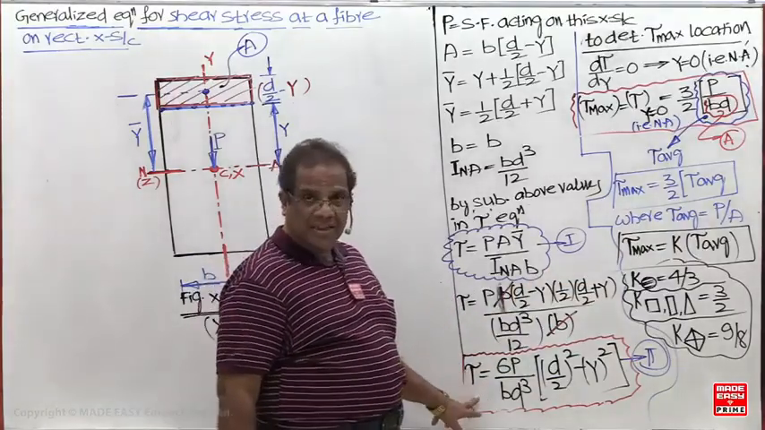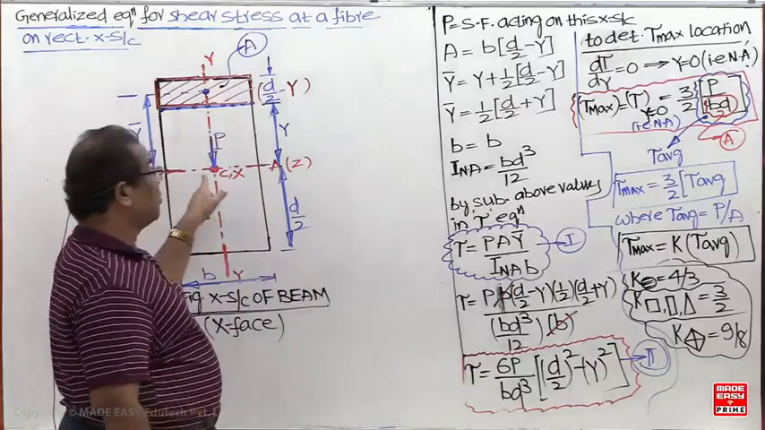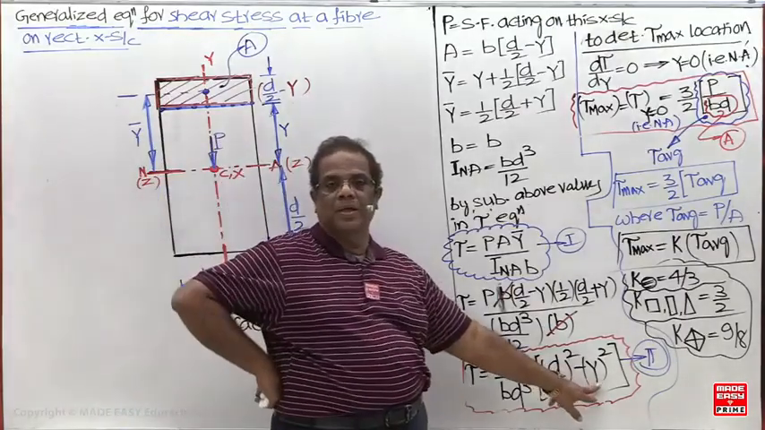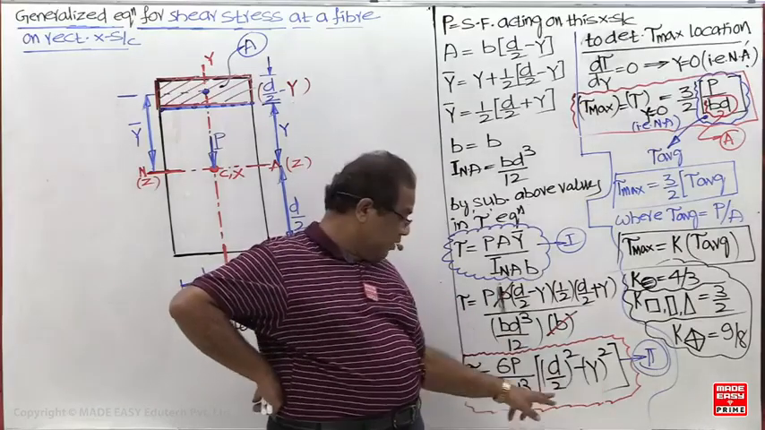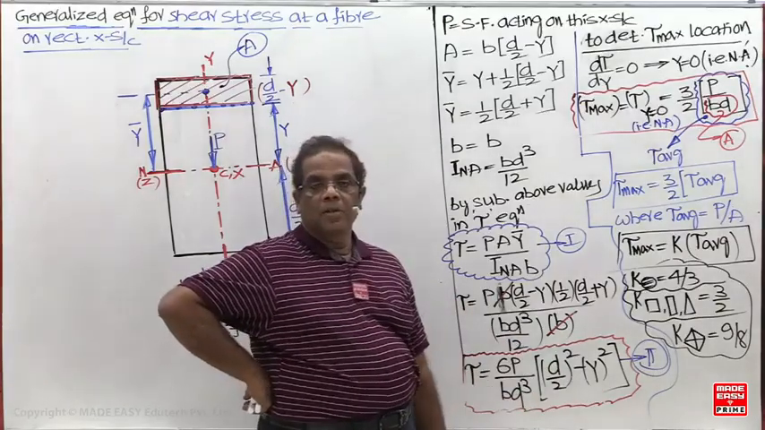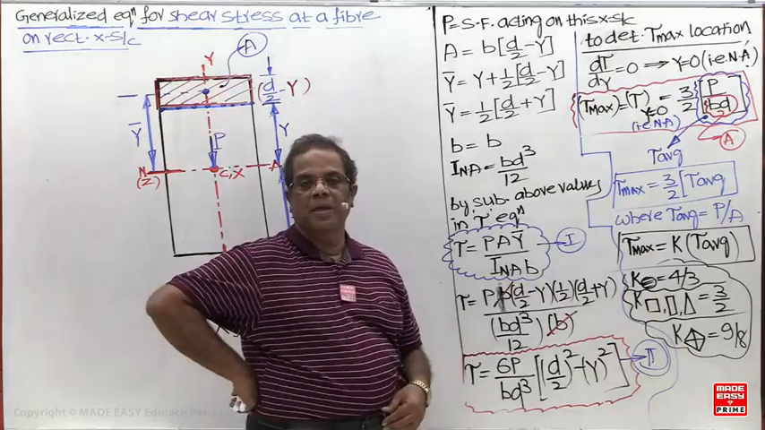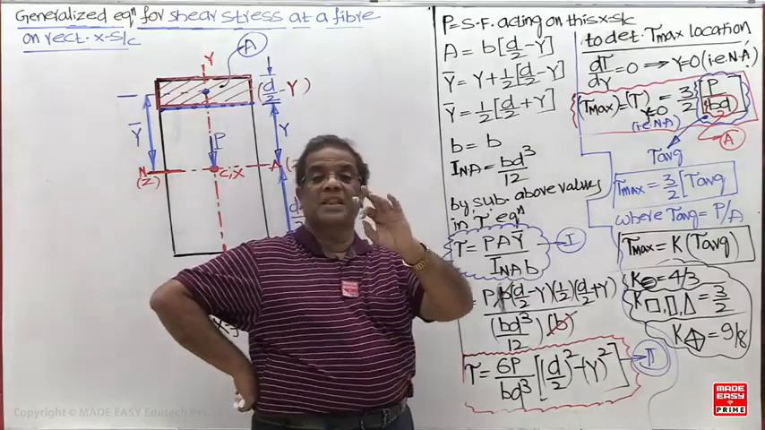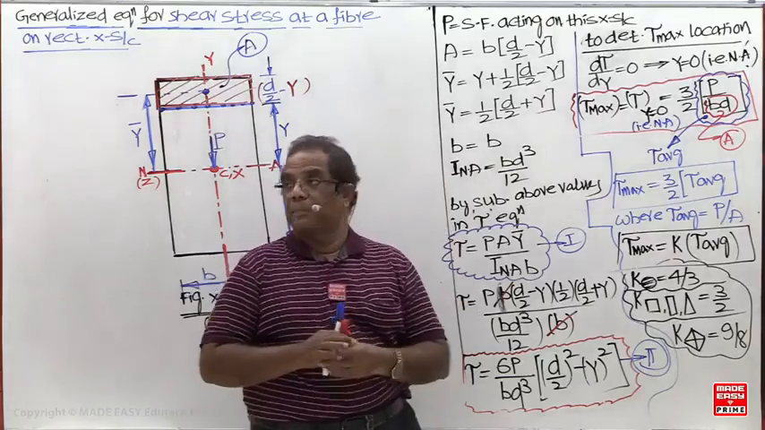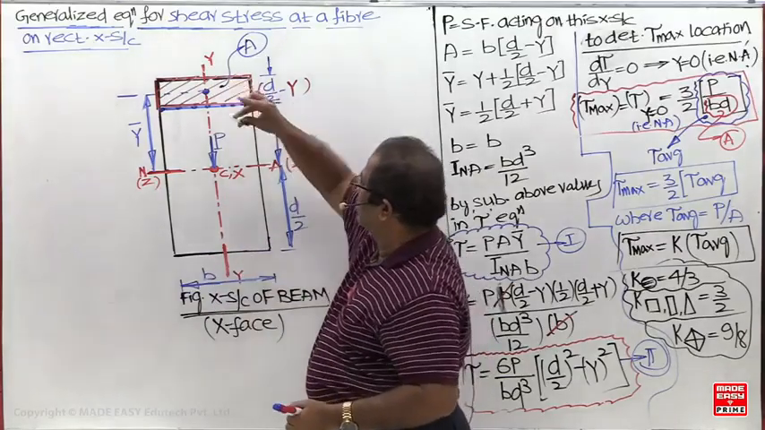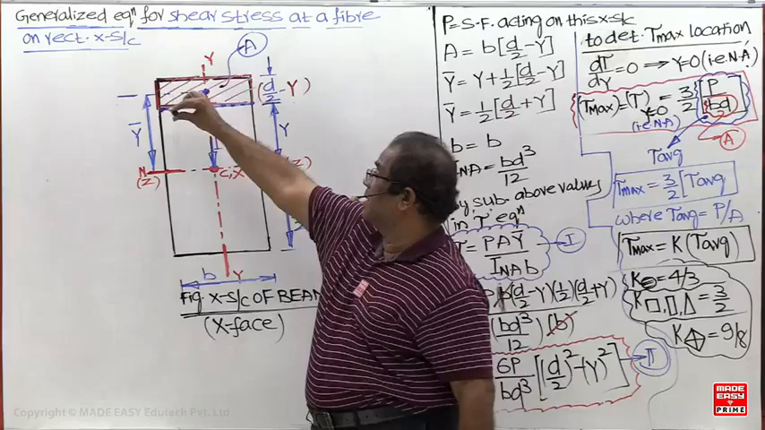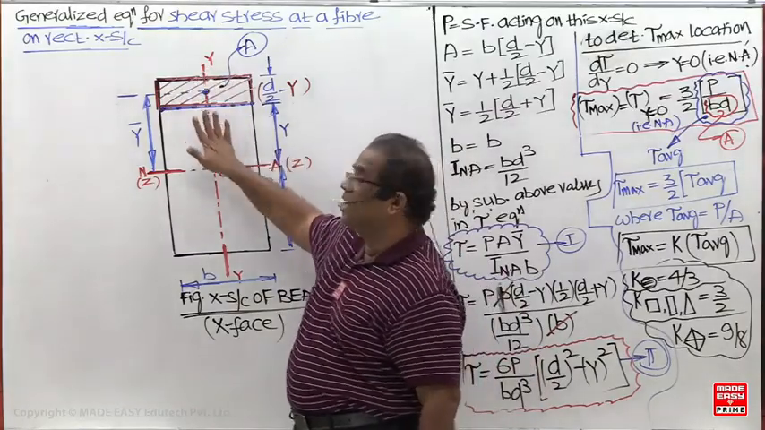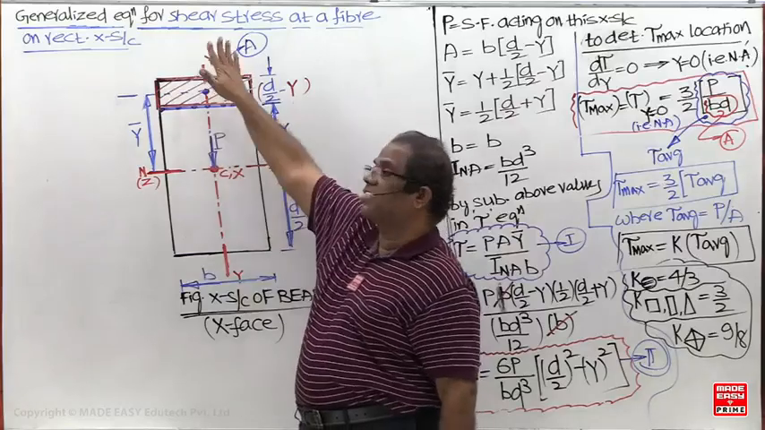Next, at the neutral axis, bending stress is going to be 0 because y is 0. But at the neutral axis, shear stress is maximum. So what are the differences? First, bending stress is perpendicular to the cross section, so it is sigma x. But shear stress is parallel to the cross section, so it is going to be tau xy.